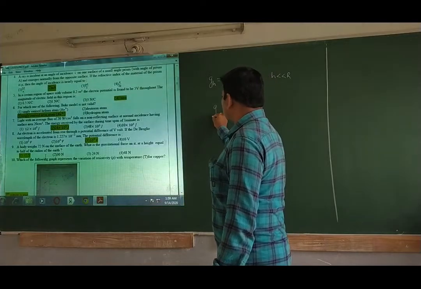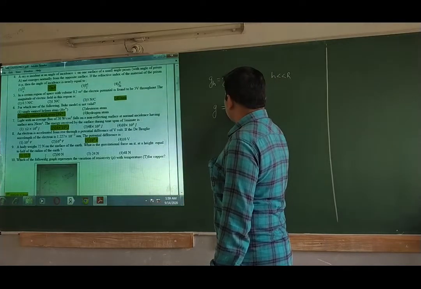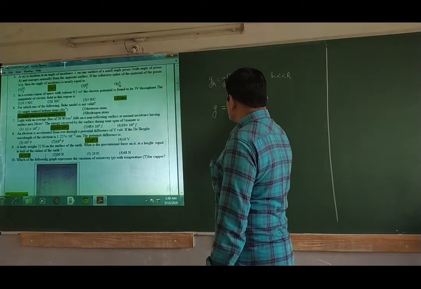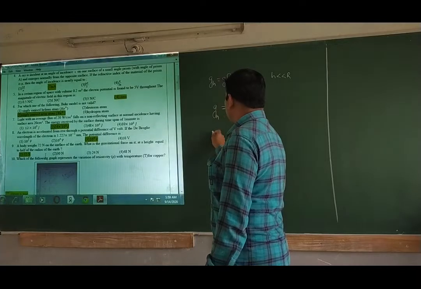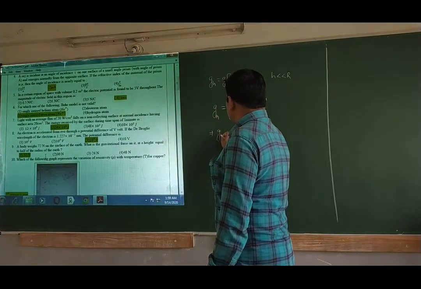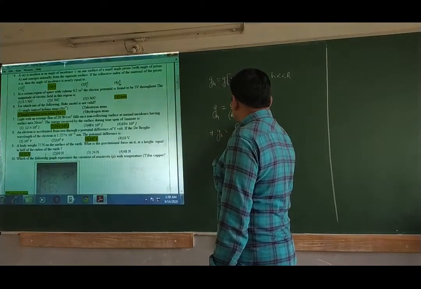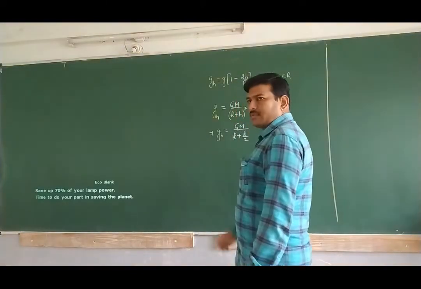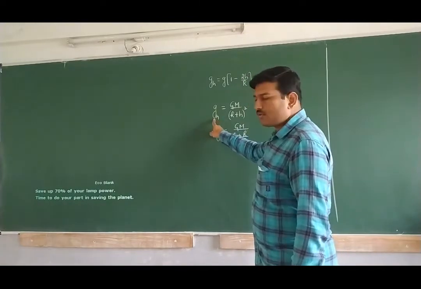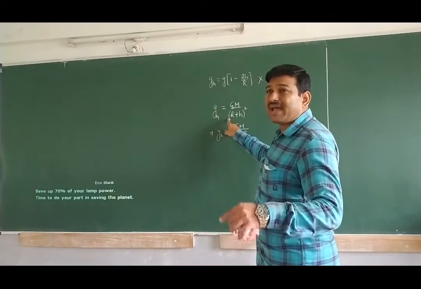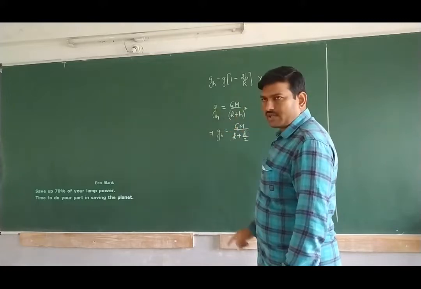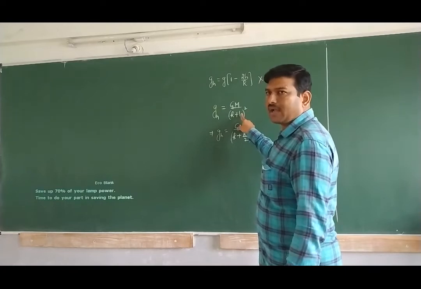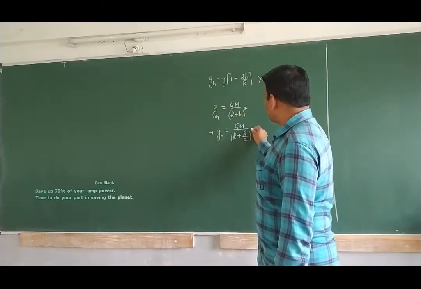Let us go with the general case. We know that g is equal to GM by R plus h whole square. Yes, sir, this is the general formula. So according to this, g_h is equal to GM divided by R plus h. At some altitude, I need to take g_h is equal to GM by R plus h whole square. They have given height is equal to half the radius. Therefore, R by 2 whole square.